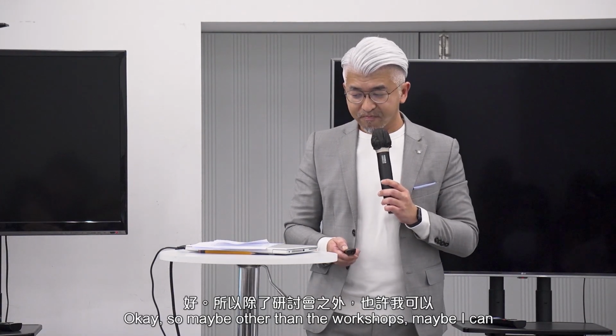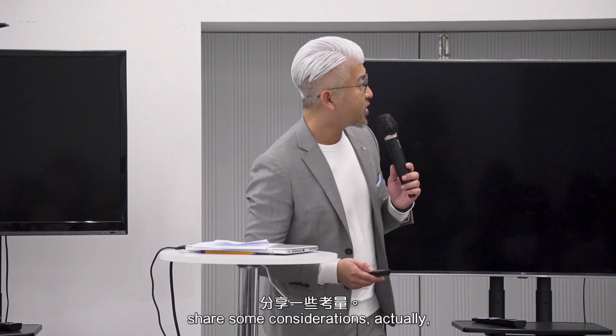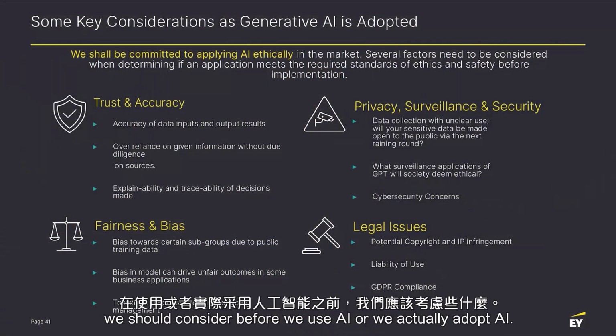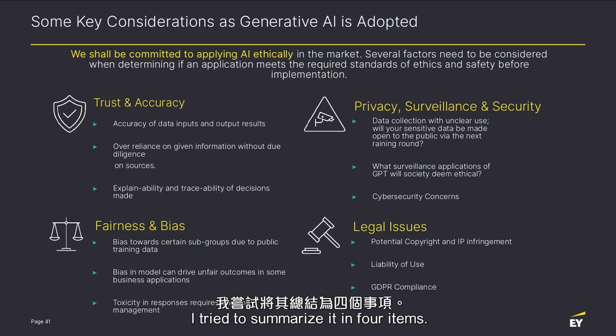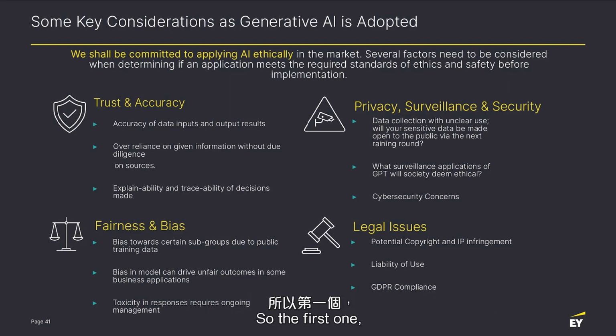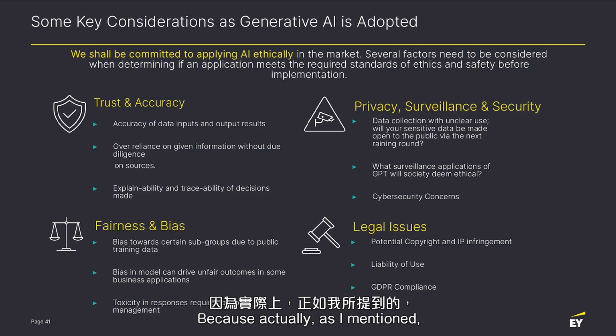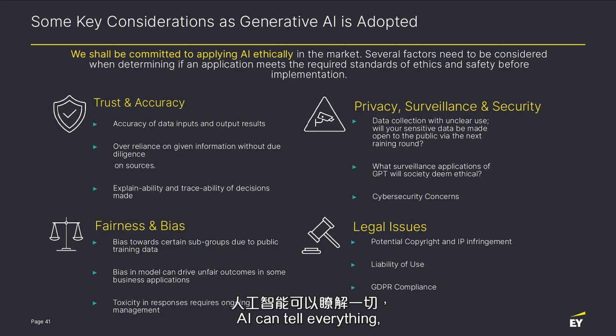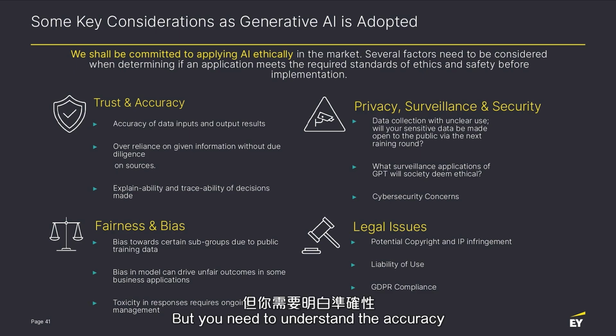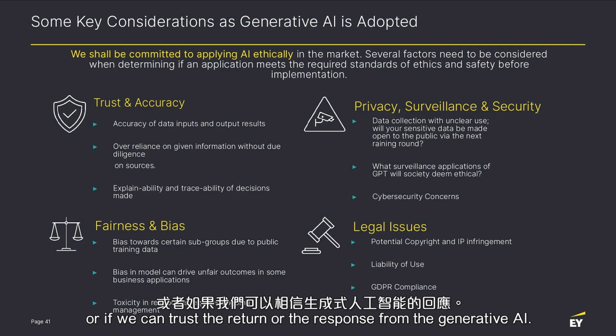Other than the workshops, maybe I can share some considerations we should weigh before we use or adopt AI. I try to summarize them in four items. The first one, as some other groups just shared, is trust and accuracy. Because AI seems to know everything, but we need to understand the accuracy, and whether we can trust the response from the generative AI.